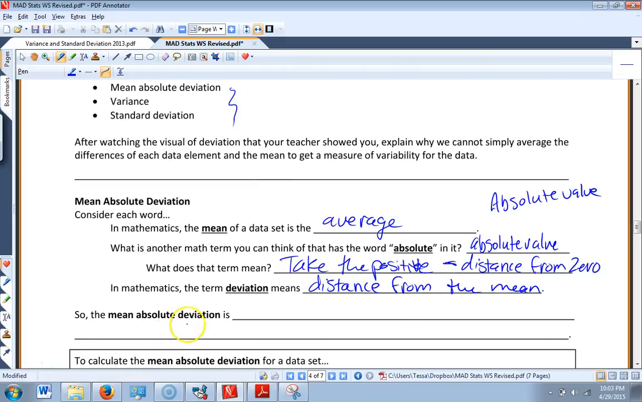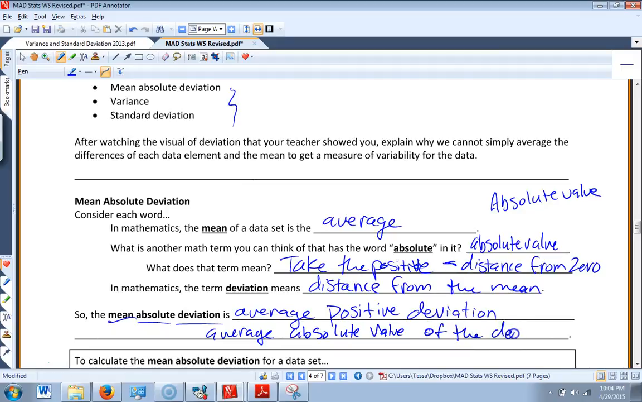So the mean absolute deviation is the average, okay? Mean means average. Absolute means positive deviation, okay? Or the average absolute value of the deviation of each term.